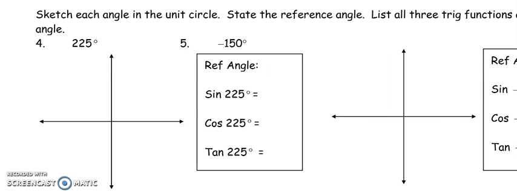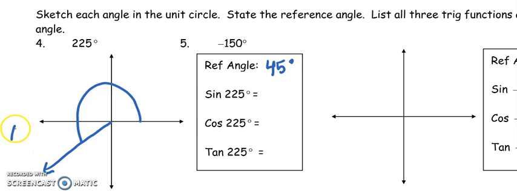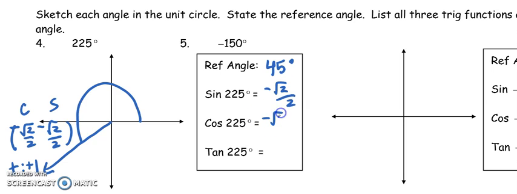Sketch each angle, state the reference angle, and list all of the trig functions. Okay, so 225 is here. All right, our reference angle there is 45 degrees. At 45 degrees, I know I'm at root 2 over 2, root 2 over 2 with a tangent of 1, but I went back and I went down, so these are both negative, so this guy has to be a positive 1. So there's your cosine and sine and tangent. So negative root 2 over 2, negative root 2 over 2, and a positive 1.